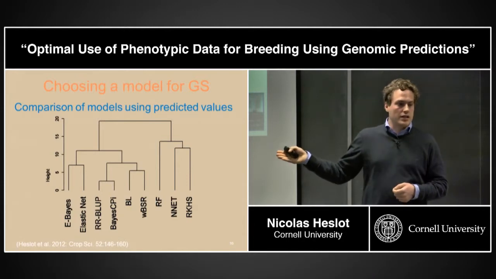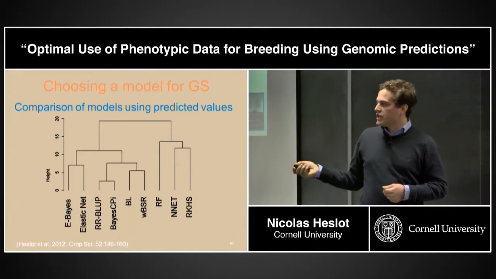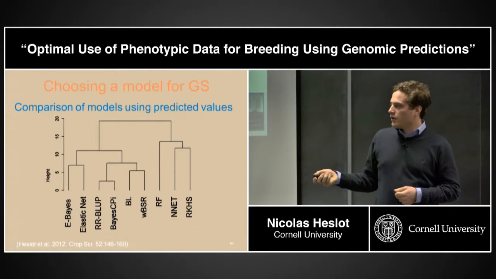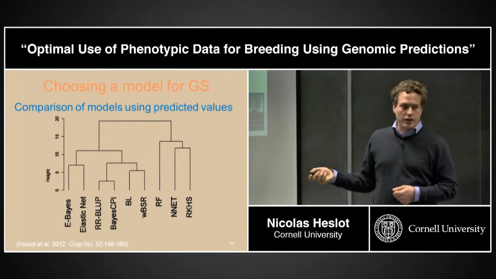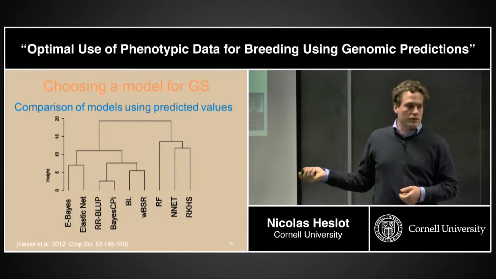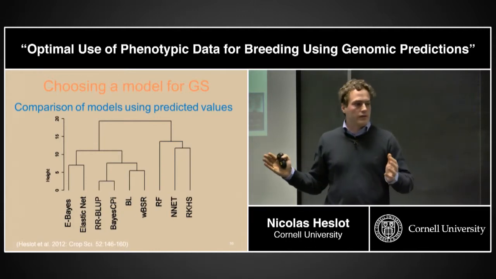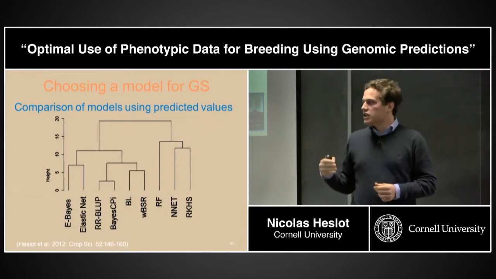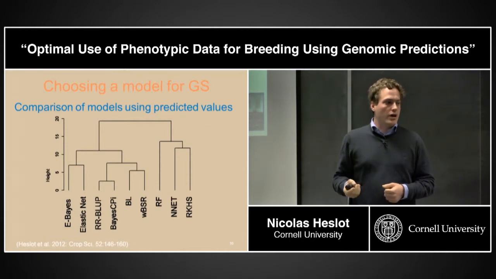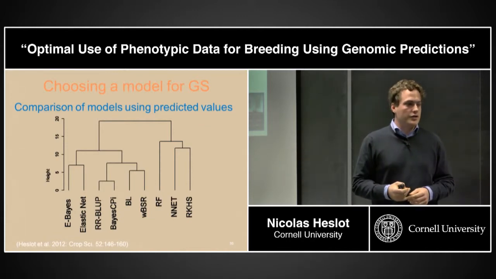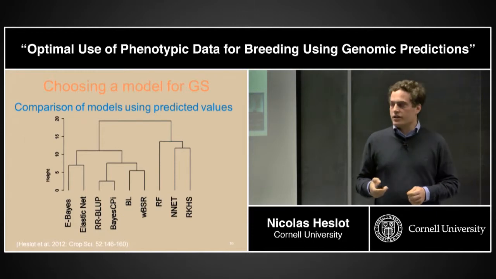So basically, it suggests that if you want to try still some GS model, you might want to try with ridge regression, but not Bayes CPI. Or if you try Bayesian lasso, maybe don't try Bayes B. It gives some clue what you should be trying out if you want to reduce the time you spend or the computing time needed.